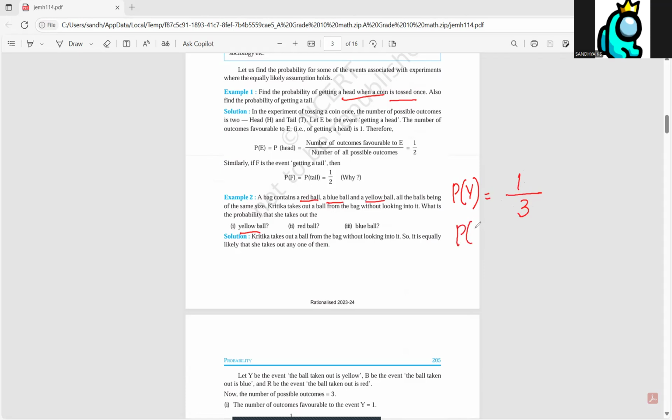What is the probability of getting a red ball? That is also 1 by 3. What is the probability of getting a blue ball? That is 1 by 3. Here I will tell one more thing.